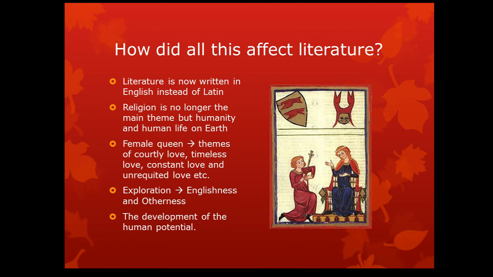But anyway, the fact that we have a female queen means that most of the poets feel like they need to sort of celebrate her beauty and express their love for the queen, which eventually leads to different themes that involve love. So we have courtly love, which is love for the queen, right? We have timeless love, which is basically almost the same as constant love, but not really. And then we have unrequited love, which is basically when someone loves a person but they don't love you back. That's also a theme.